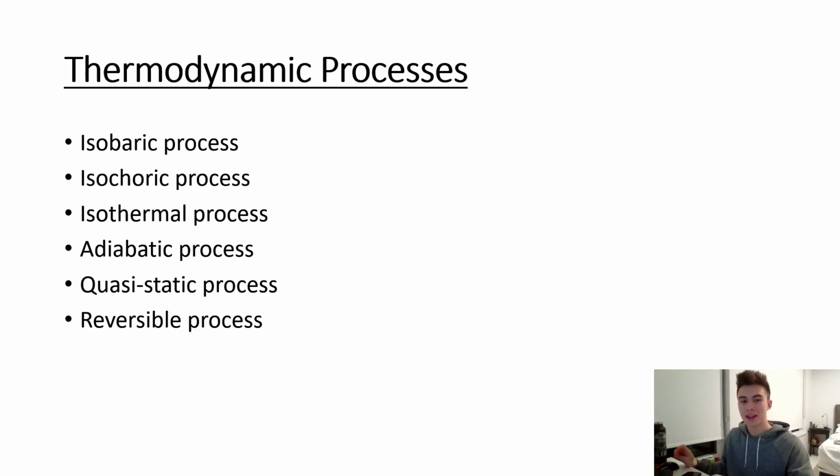A quasi-static process happens slowly enough so that the system can stay in an internal equilibrium, and a reversible process is a process in which you can start at a starting point, go to an ending point, and then from that ending point you could go back to the starting point with the exact same conditions. And during the reversible process, the system is in a thermodynamic equilibrium with its surroundings.